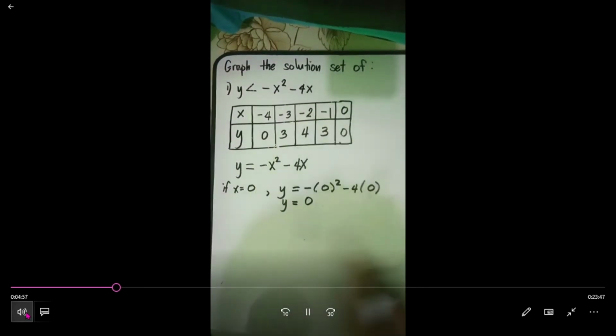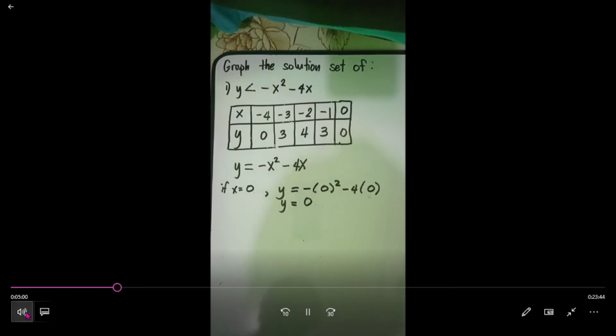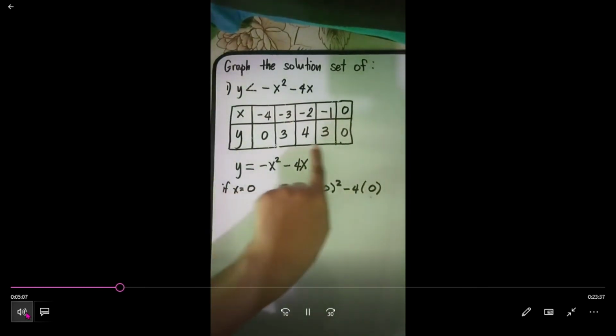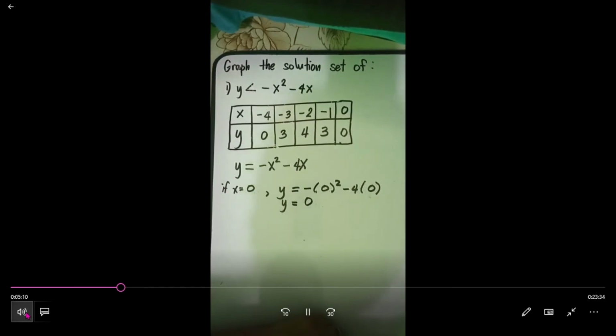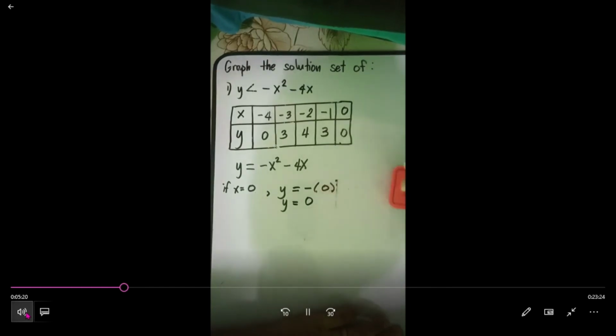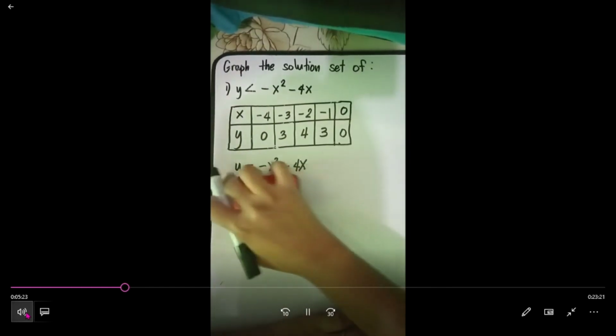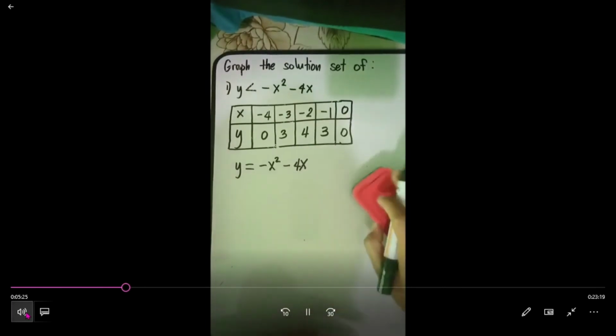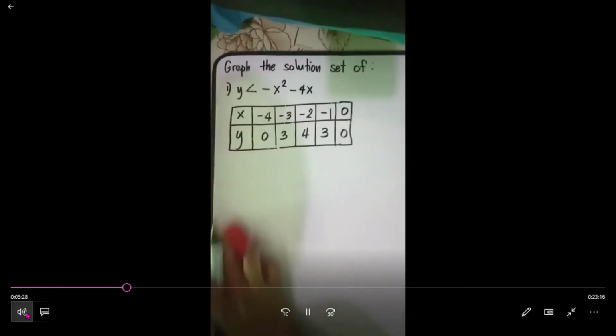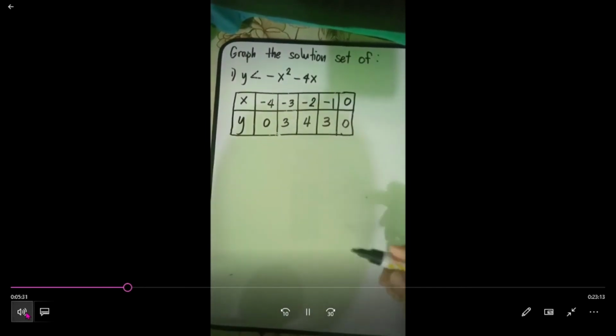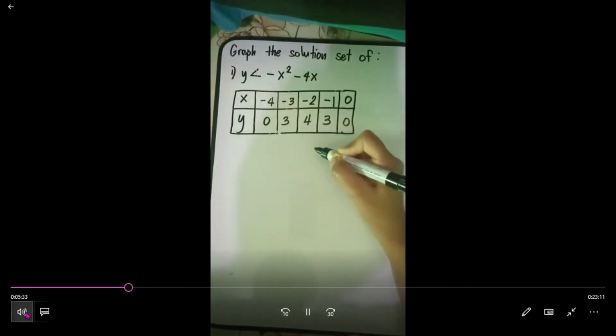Yes. So, now that we have already completed our table of values, we can now plot these points. The data in our table of values will become the ordered pairs that we can use in order to plot the parabola of our solution set, or of our quadratic inequality. So, let me erase this one. Let us make a Cartesian plane.